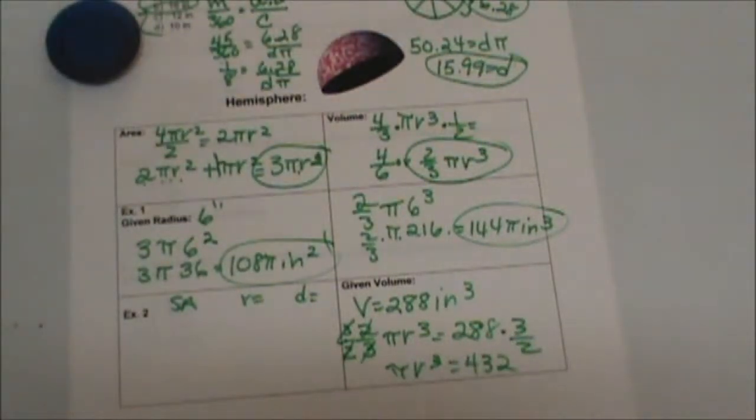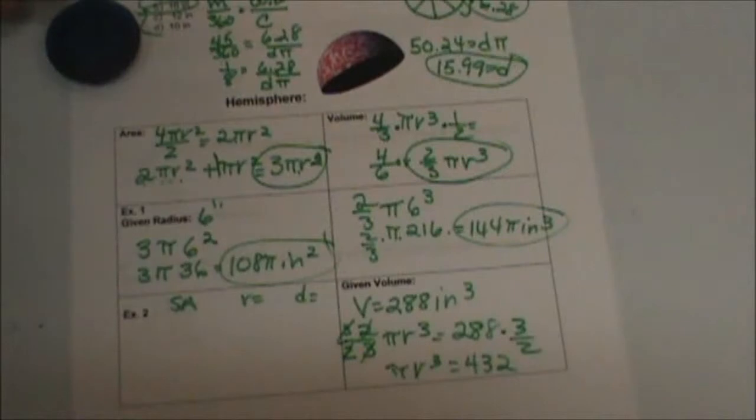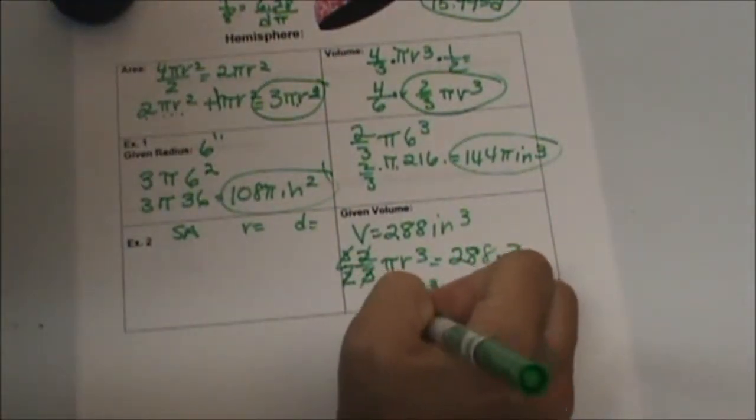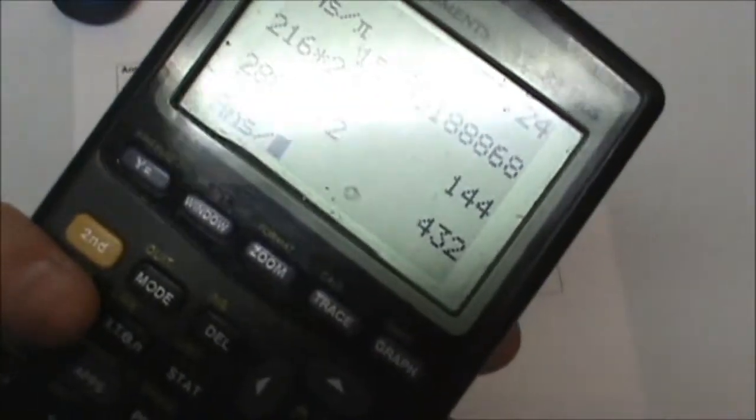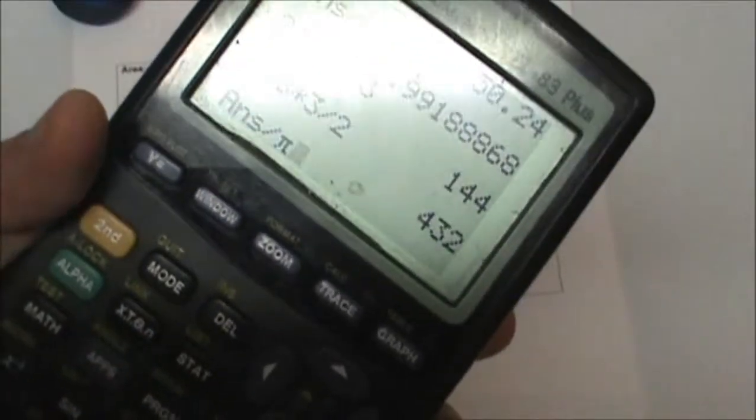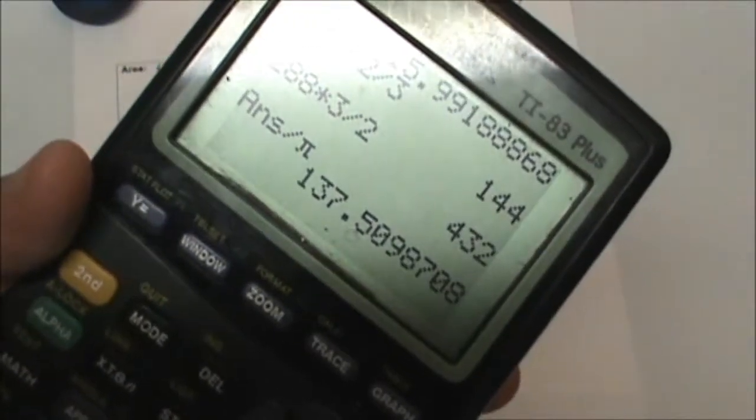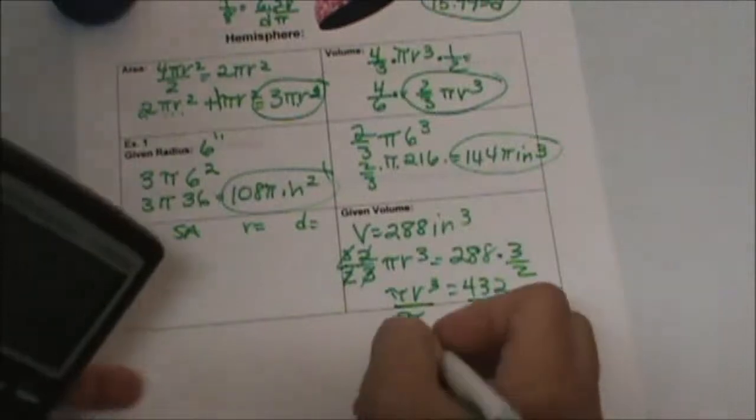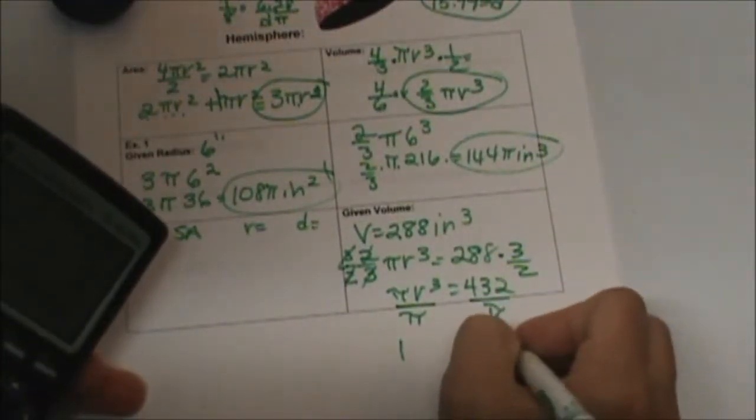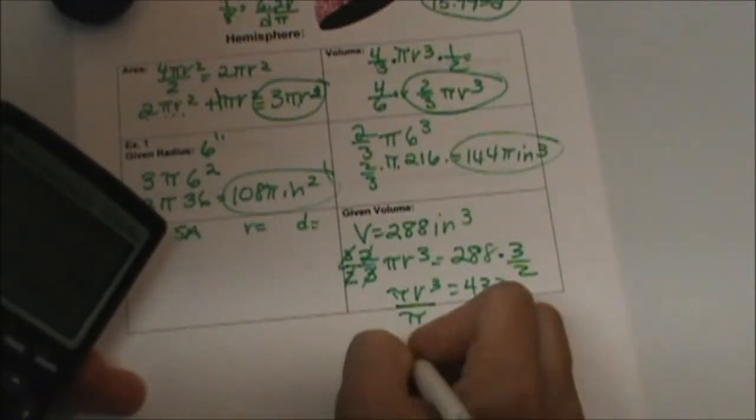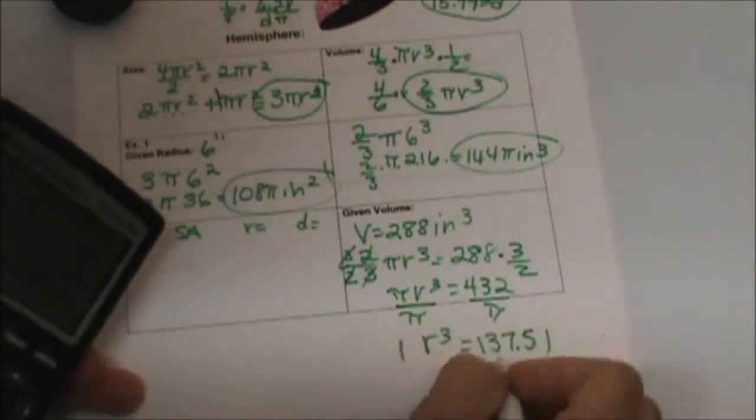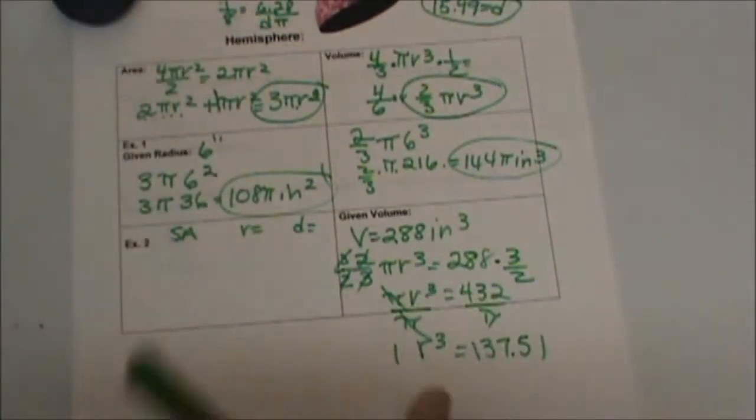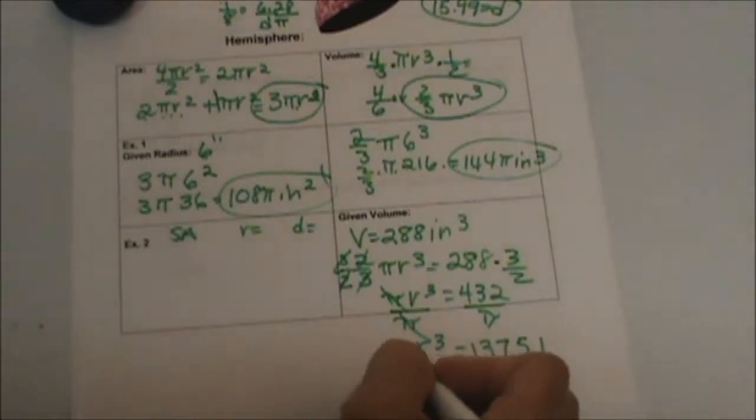432. Okay? Now we have to get rid of this pi. And what do we know pi is? Pi is just a constant. It's just 3.14. So let's divide by pi. I'm going to take my 432 divided by my pi button, and I get 137.51, and that's equal to my radius cubed. Okay, so not real pretty. This shouldn't be there. Sorry about that.